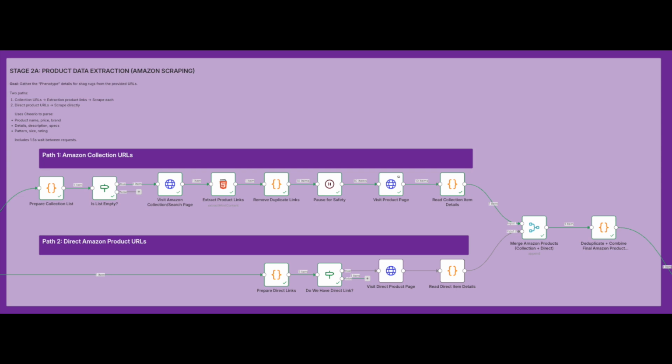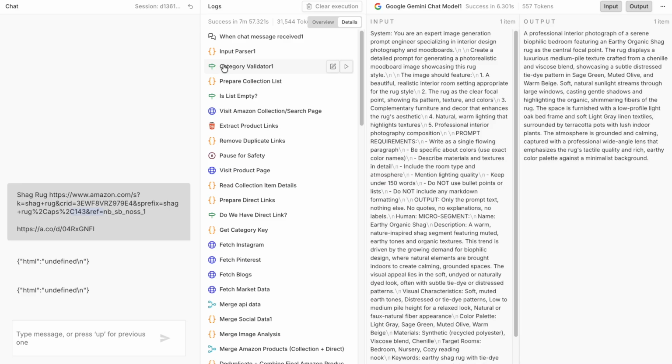Now let's look under the hood. While the users see a loading bar, the agent is executing a high-speed data relay. We start with stage 2 sourcing. Here the agent runs two parallel paths. In stage 2A, we're scraping live product specs from Amazon. I've engineered this to be flexible. It can crawl entire search collections to extract product links or navigate directly to specific product URLs.